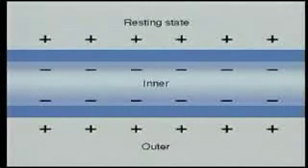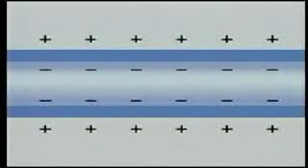In the resting state, the inner surface of the nerve cell membrane has a more negative charge, and the outer surface has a more positive charge. This difference in electrical charge across the membrane is called the resting potential.